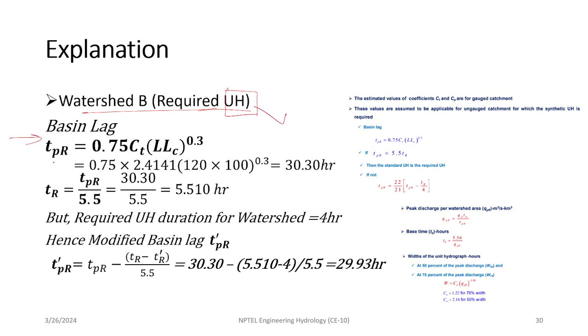So again, we consider this empirical relation, and then we try to figure out what the TR, that is the duration of the unit hydrograph, could be. And then we see that there is a slight change in this. Then again, since this TR is not matching whatever we are trying to compute, we have tried to modify it again.